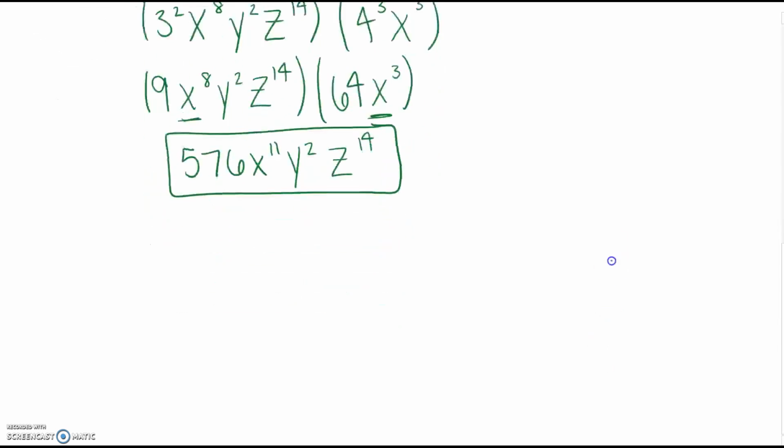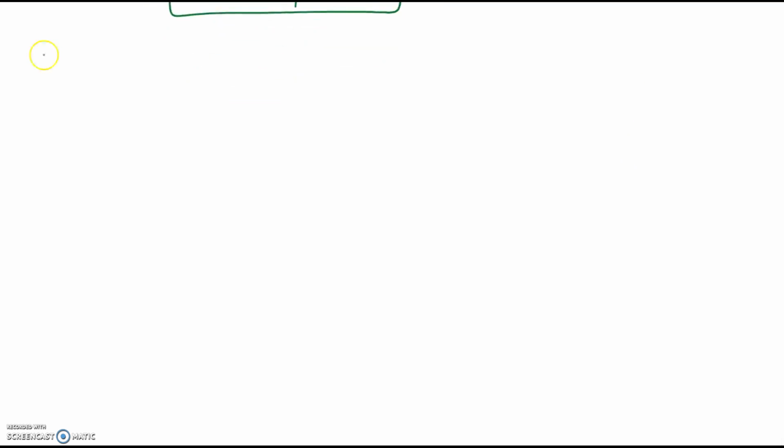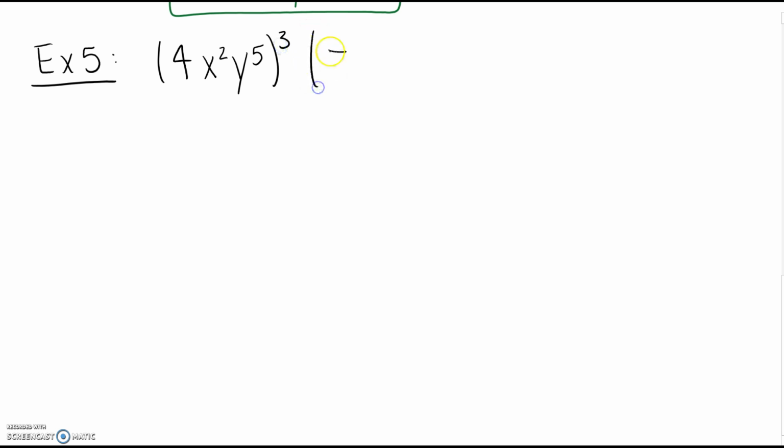Alright, so I'd like you guys to try to do a problem like this, example 5, with your group mates. So I'm going to give you a challenging one. 4x squared y to the 5th all cubed times 7x y to the 6th all squared times 6y to the 8th. So pause the video and try to do this with your group mates.